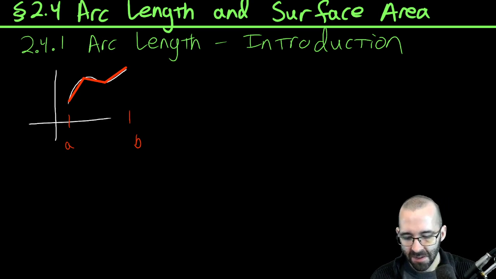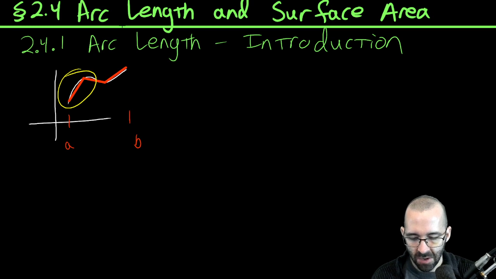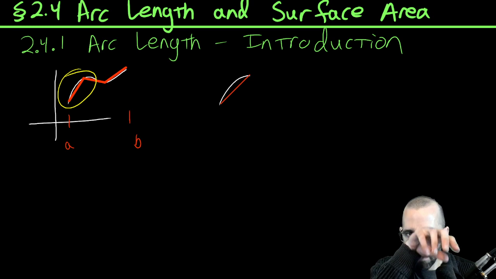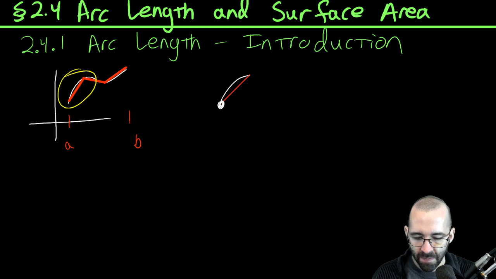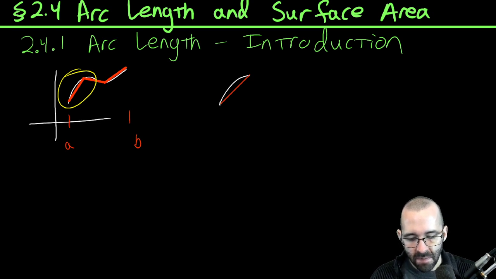So let's look at one of these pieces. Let's enhance, if you will, one of these pieces. Let's look in on this guy. So that's some kind of curve, and we've got this red approximation, this diagonal approximation. The arc length is going to get approximated by this distance. Now let's complete the triangle.